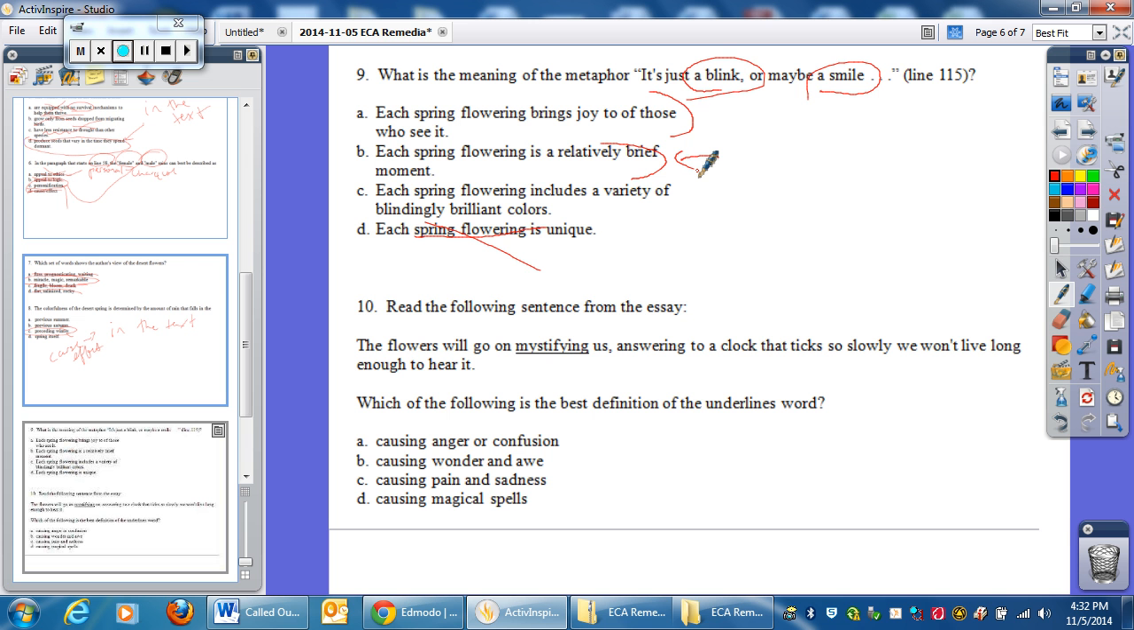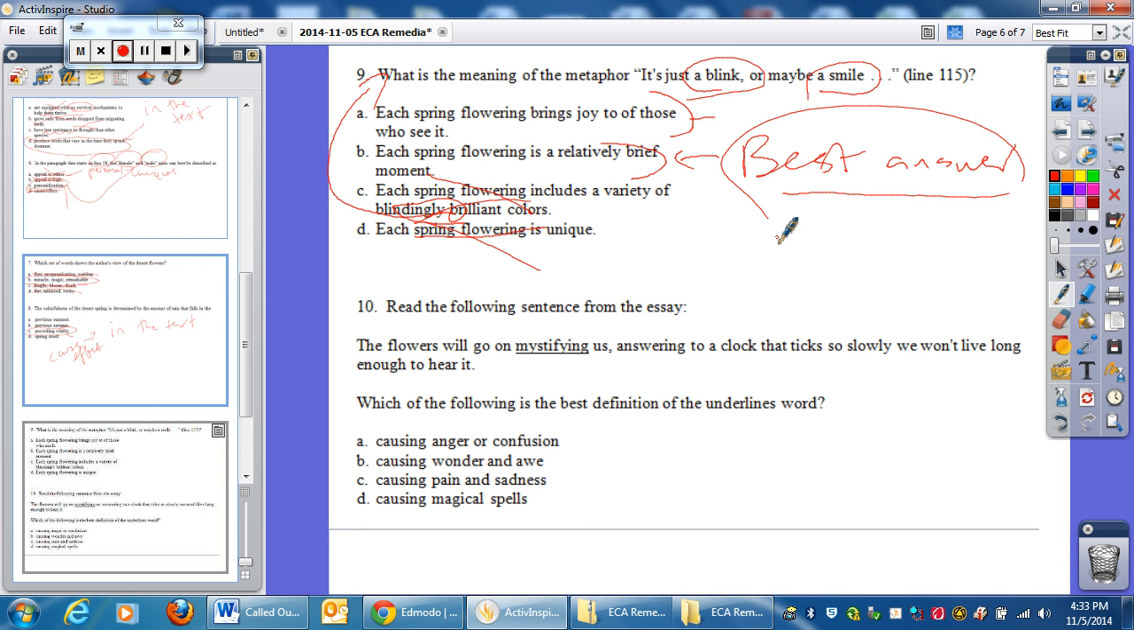Each spring flower includes a variety of blindingly brilliant colors. Does this match up with the question even? No. So we got to get rid of that one. This is the best answer. You will have this on the ECA. Believable, better. Make sure that you can separate one from the other. And on the ECA, you have an elimination function. You can eliminate answers that you know are wrong. And then you have to pick between the other 2.